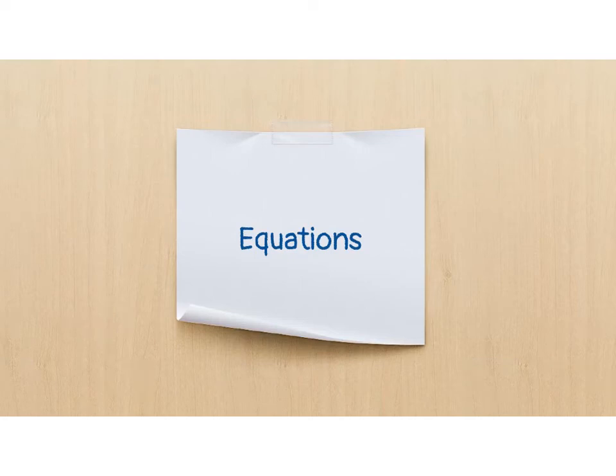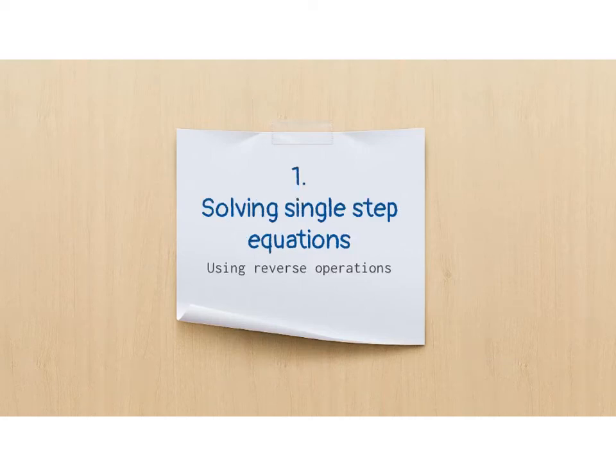In this activity, we're going to look at one-step equations. We will solve single-step equations, or one-step equations, using reverse operations. What that means is if we see addition, we are going to subtract. If we see subtraction, we're going to use addition. If we multiply, we use the opposite operation.